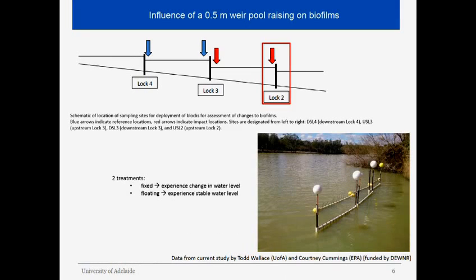At each site, we're looking at two sets of biofilm blocks. These are blocks of wood, about the size of my hand, constructed of river red gum. There's one set of frames that are fixed at a set height, so as water levels increase, those blocks see a change in water level. And another set of blocks that are established on floating frames. So as water levels change, the frame moves down, and those blocks effectively continue to see a stable water regime.